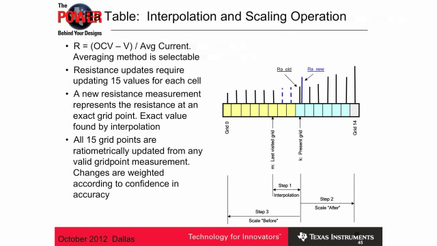But we've got 15 values in there, and of course, we can interpolate this table. If you're at 57% capacity and you want to know the resistance, we just interpolate between the two closest resistance values that we know about, and we can get a real good value for resistance.